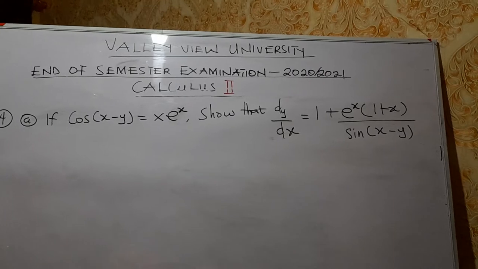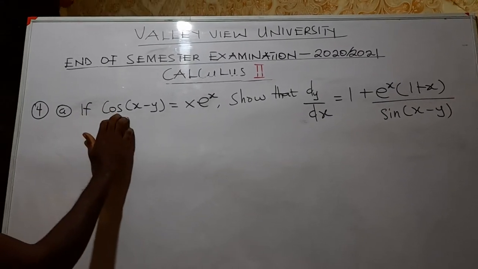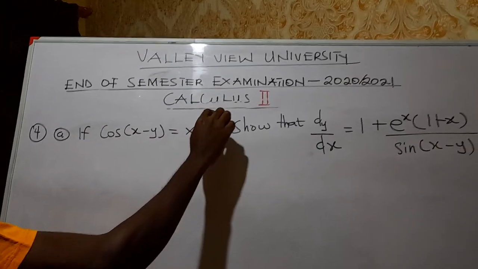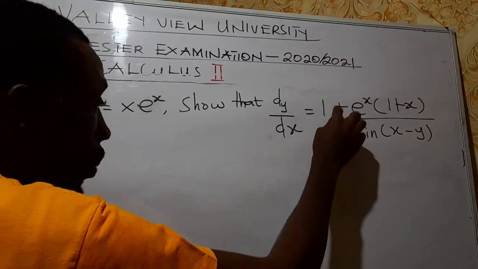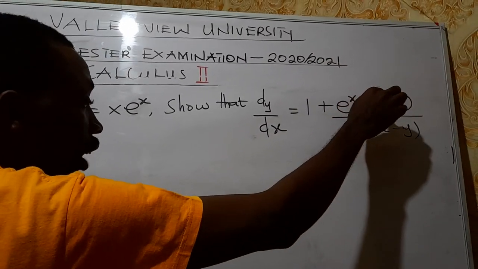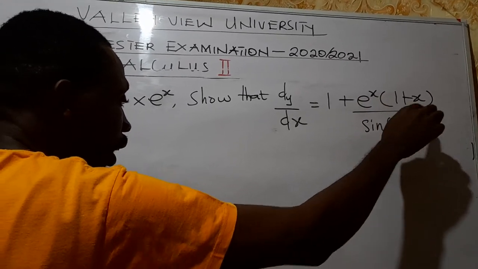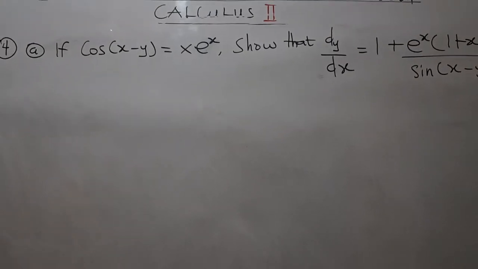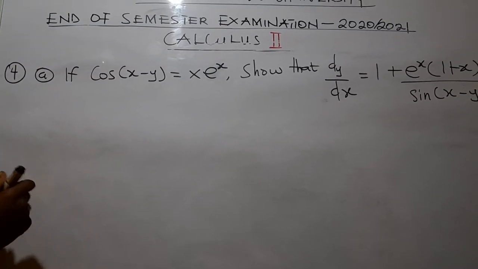Okay. Question 4A says that if cos(x − y) = x e^x, show that dy/dx = (1 + e^x(1 + x)) / sin(x − y). And this is worth 13 marks. So how do we solve that? Before we solve this, I want to revise your knowledge on something.